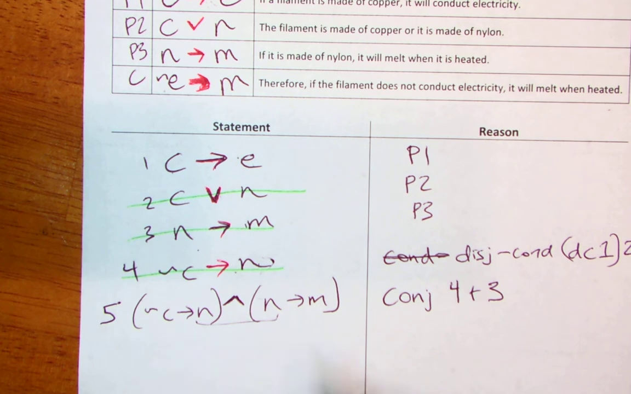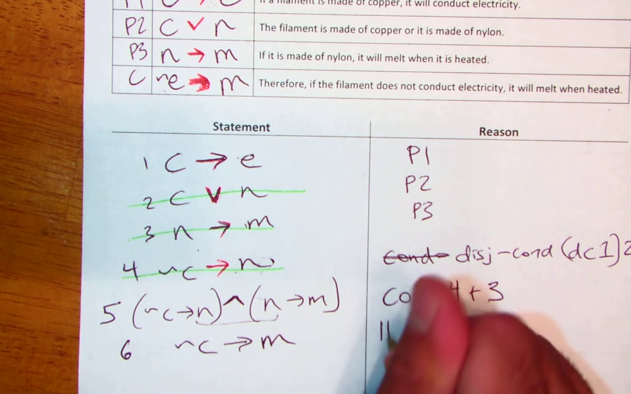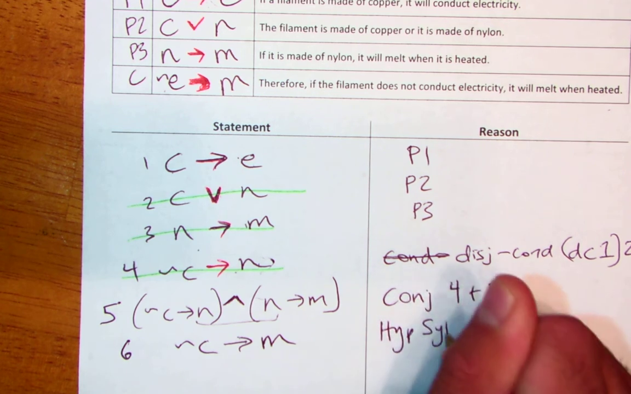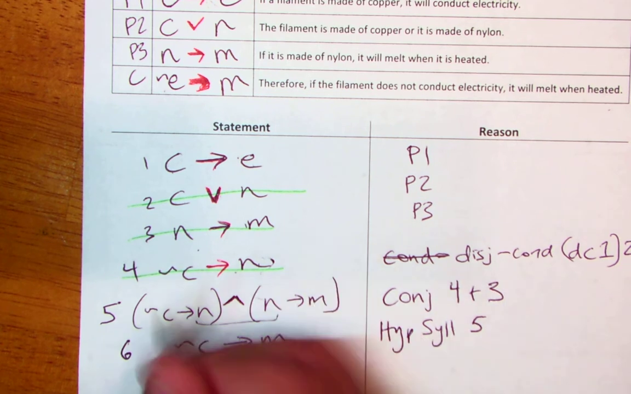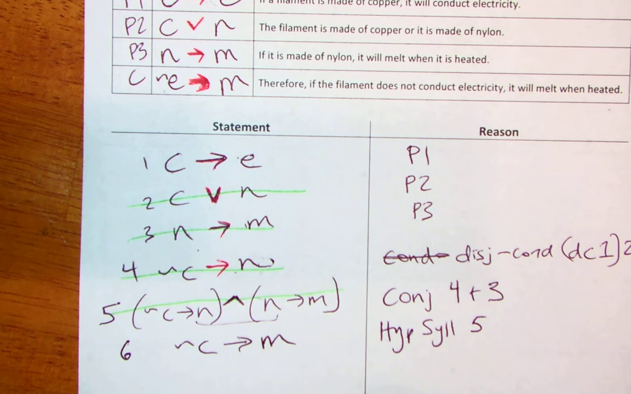And when we eliminate that middle variable, what we end up with is if not C, then M. And how did we get that? Well, we used, of course, the law of hypothetical syllogism as applied to step number 5 there. So now we're done with 5. All right, so now we're left with just statement 1 and statement 6.